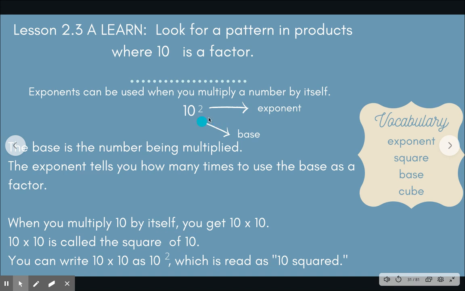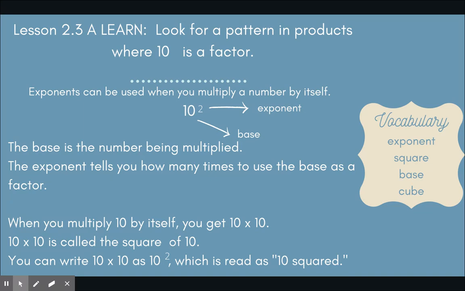But just as a quick review, when you have a small number to the right of another number, that's called the exponent. And the number that is being multiplied by itself is the base. So, the base is the number being multiplied. The exponent tells you how many times to use the base as a factor.